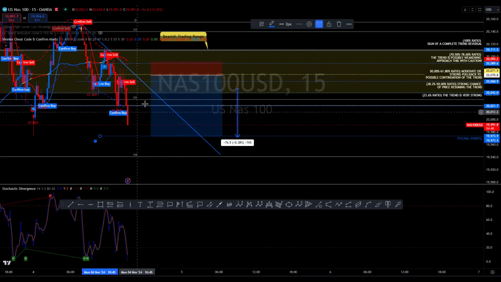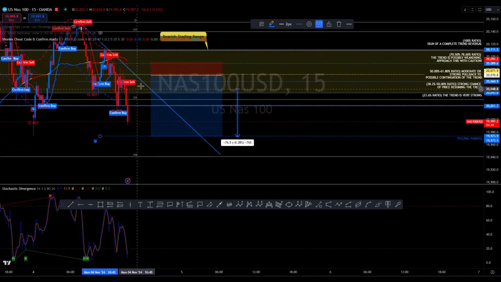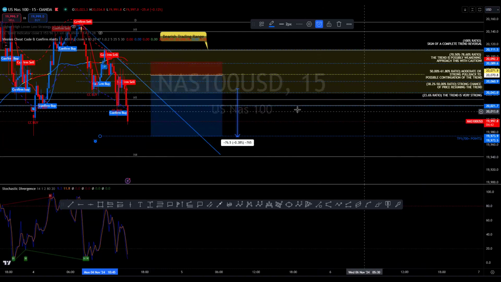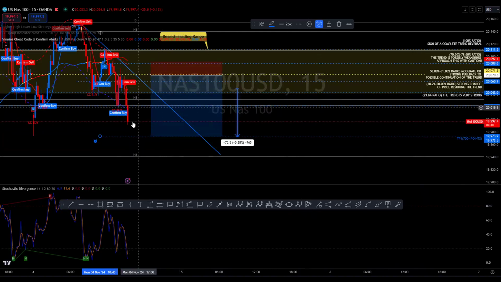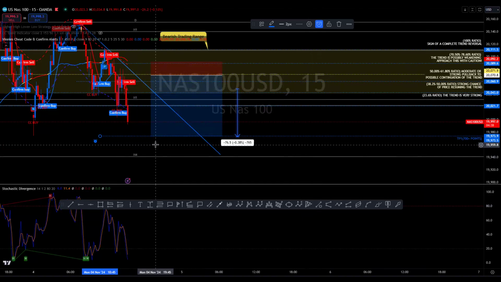I jumped in this trade. This confirmed that price rejected this area and came close to 23.60 and didn't even reject that, so it's probably going to continue to go. So I'm going to go ahead and do this. Hold on.